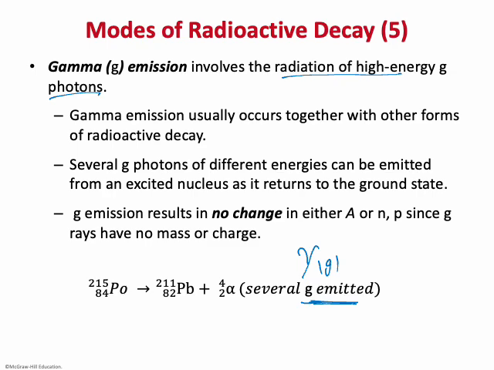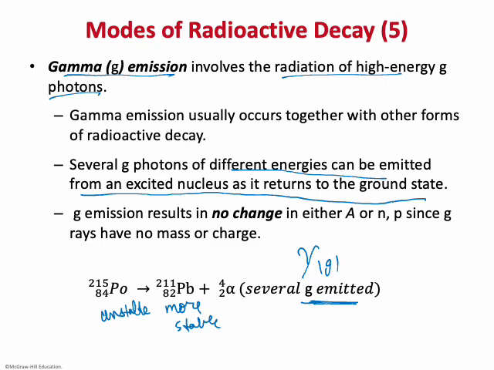Gamma or G just means a lot of energy is involved. For example, in this reaction, it is decaying and producing alpha particles, but because it's a nuclear reaction, there's usually, along with the particles, a lot of energy released, and all that energy is referred to as gamma radiation. Okay, several photons of different energies can be emitted from an excited nucleus as it turns into the ground state, meaning it's just going from an unstable form to a more stable form. Okay, so whenever gamma emission occurs, there's no change in your A or in your N. So your mass number or atomic number never changes as long as it's only gamma emission.